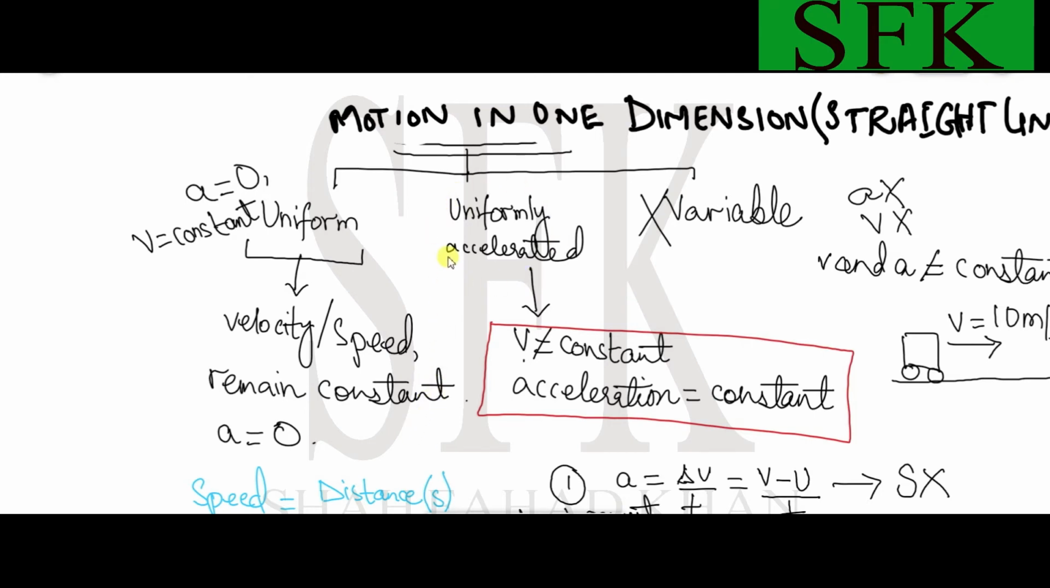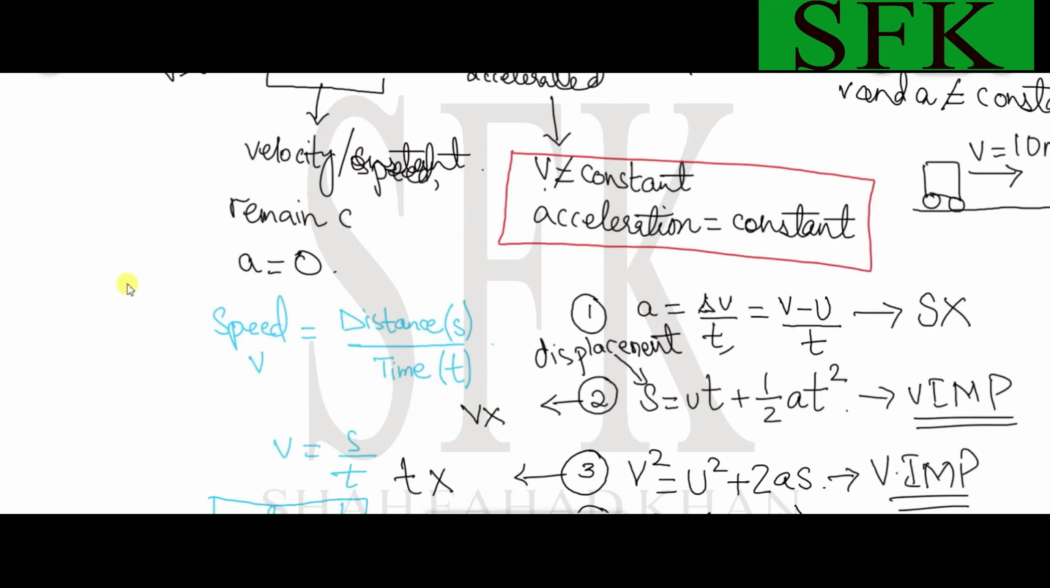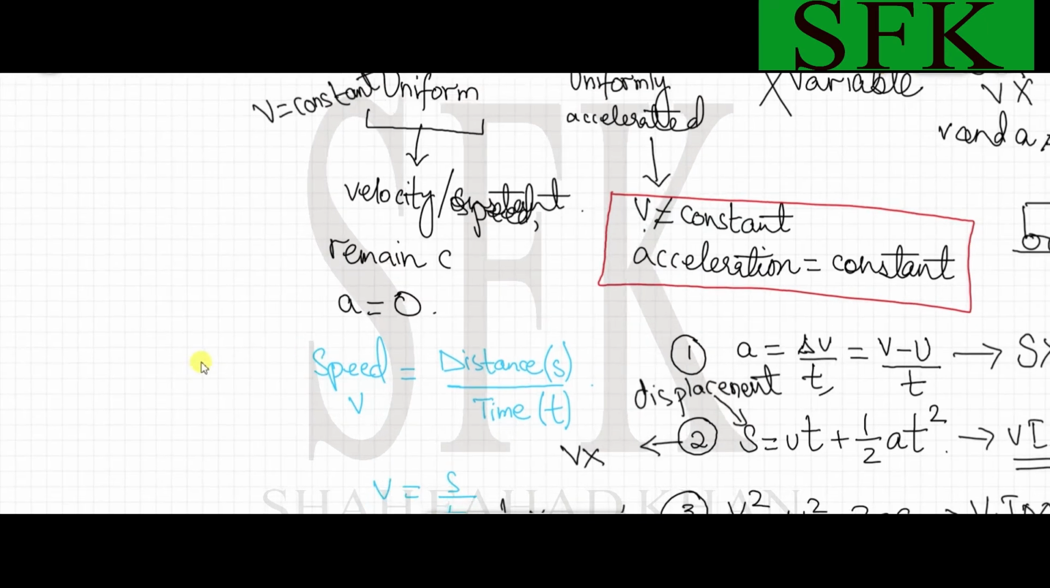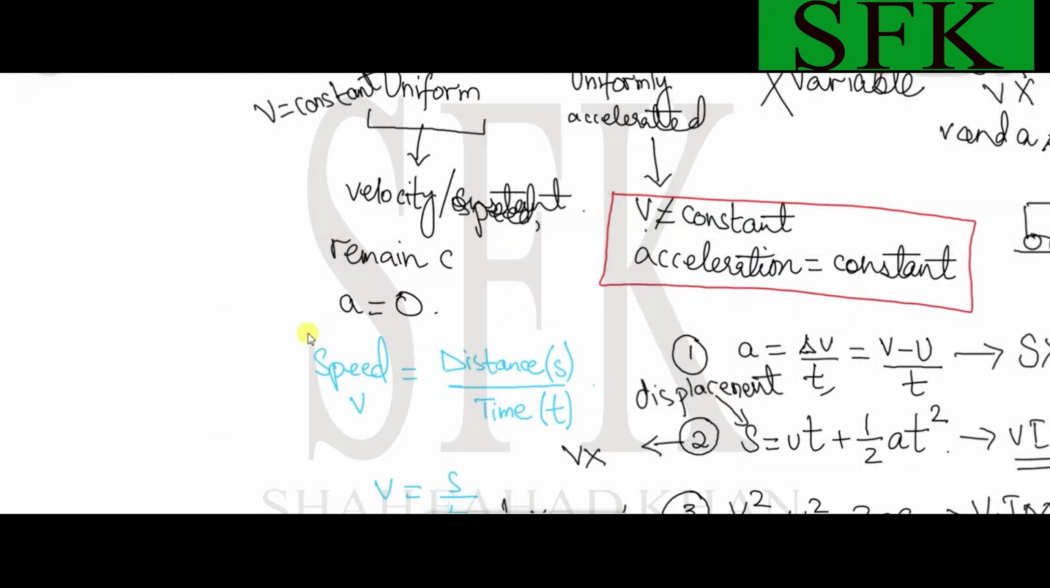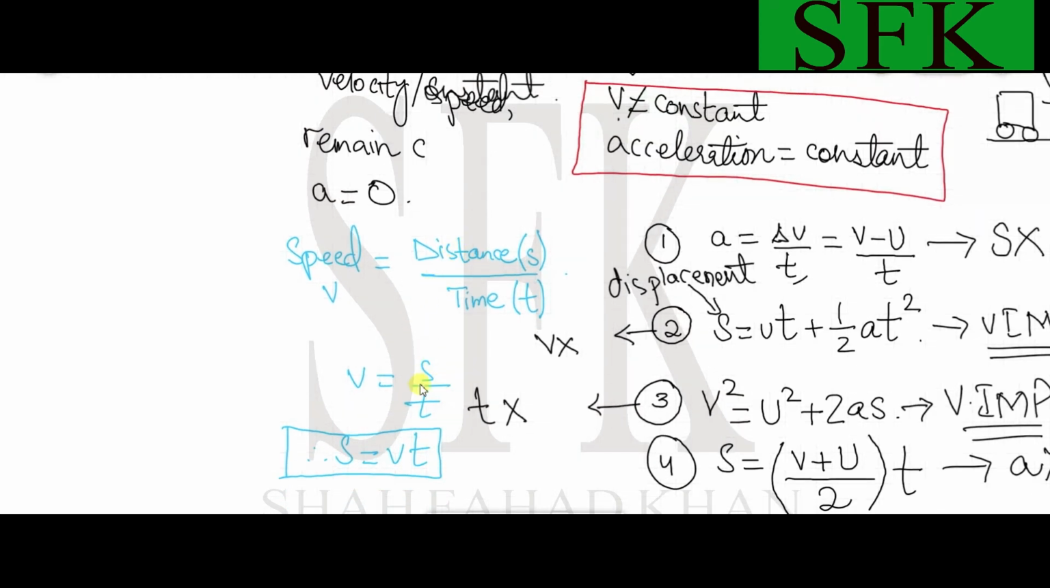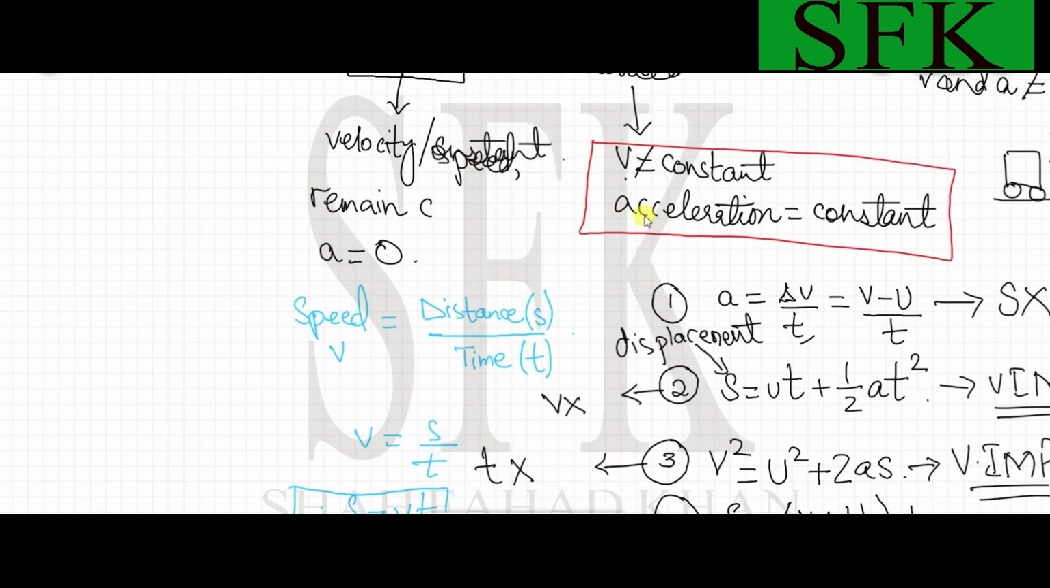The equation of motion that is applicable in the uniform motion is the basic speed formula, which came directly from the definition of speed. Speed is the rate of change of distance. So speed is equal to distance upon time, where distance can be represented as s, time as t, and speed as v. So s is equal to vt is the only formula. This formula came from the rearrangement of the upper form. This is the only formula that is applied on the uniform motion.